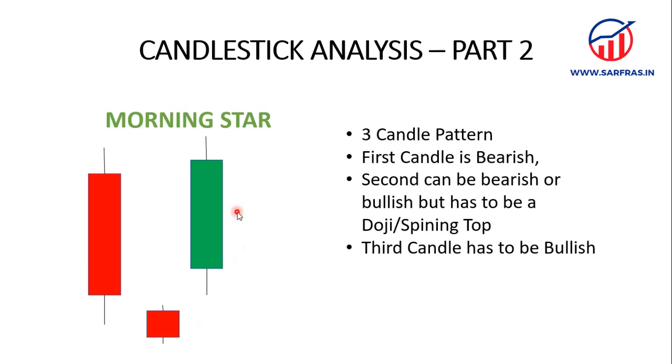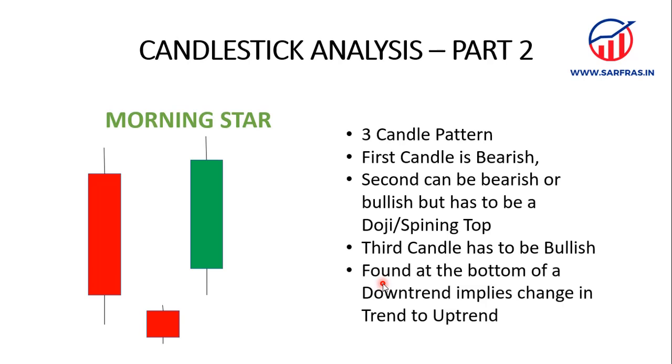Third candle has to be bullish. So what's the criteria? The first is bearish, the second a neutral candle, and the third is a bull candle. So when all three types of candles come together at the bottom of the downtrend and follow this sequence, the price found at the bottom of the downtrend implies a change to an uptrend. So basically this is how the chart would be forming, followed by another dip, and then a correction happening over here. So when this comes in, expect the trend reversal to take place.